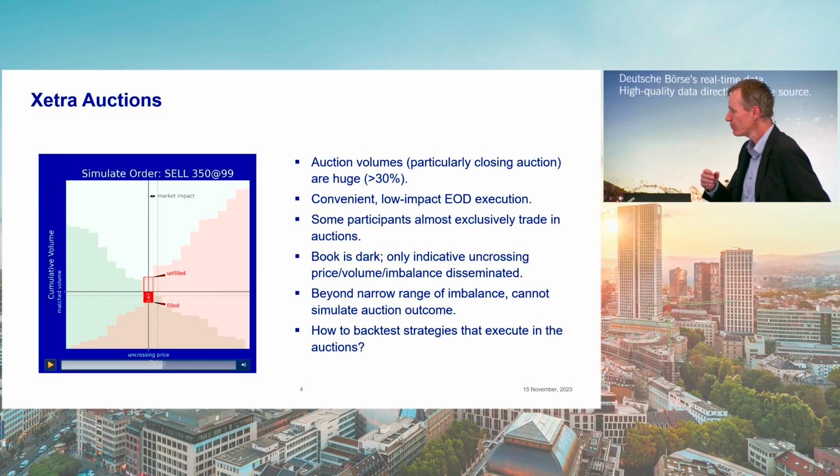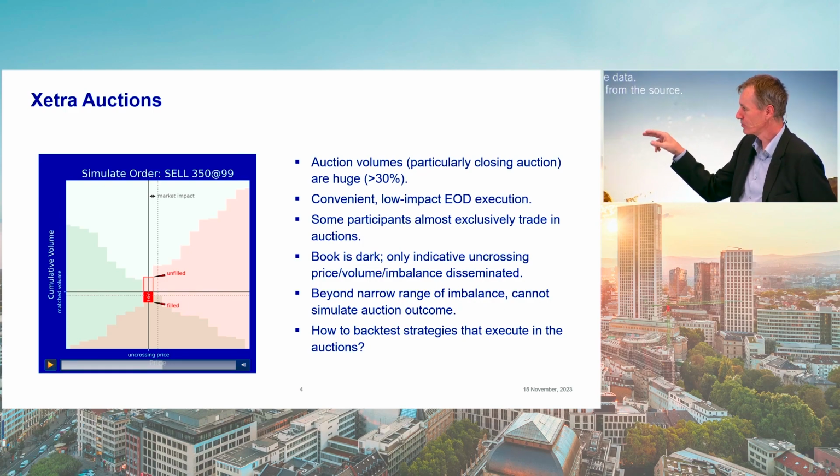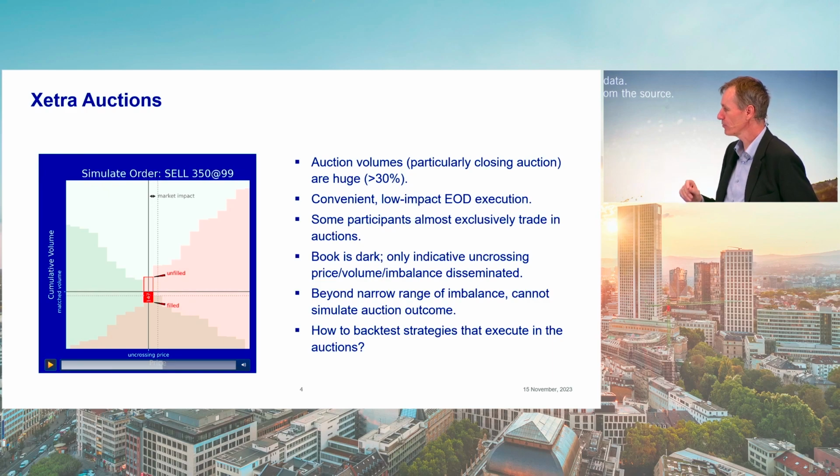All right, so what's going on here is that the book is dark. All you see is the two black lines. The vertical black line shows you the uncrossing price, and the horizontal line shows you the matched volume. But how this comes about, you don't see. Underneath, we see the full order book. The red ones are the cumulative sell orders, and the green ones are the buy volume.